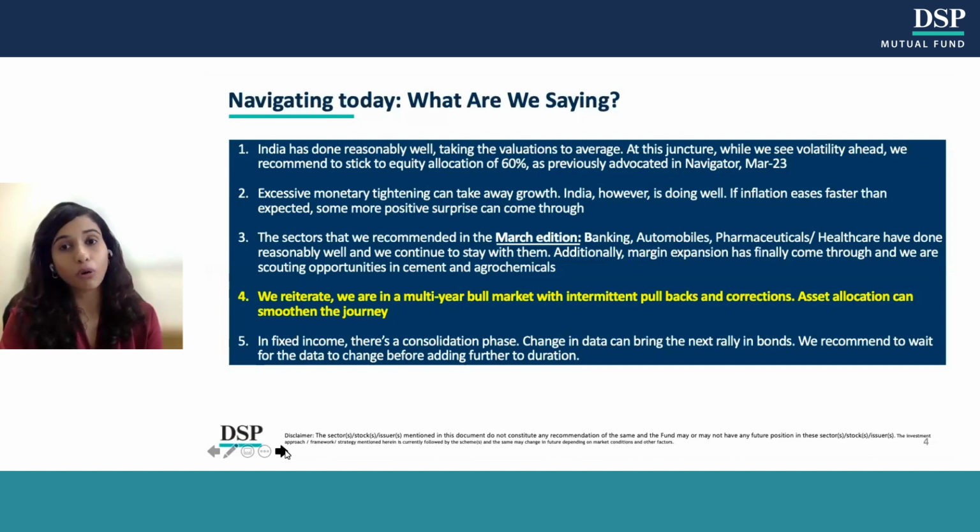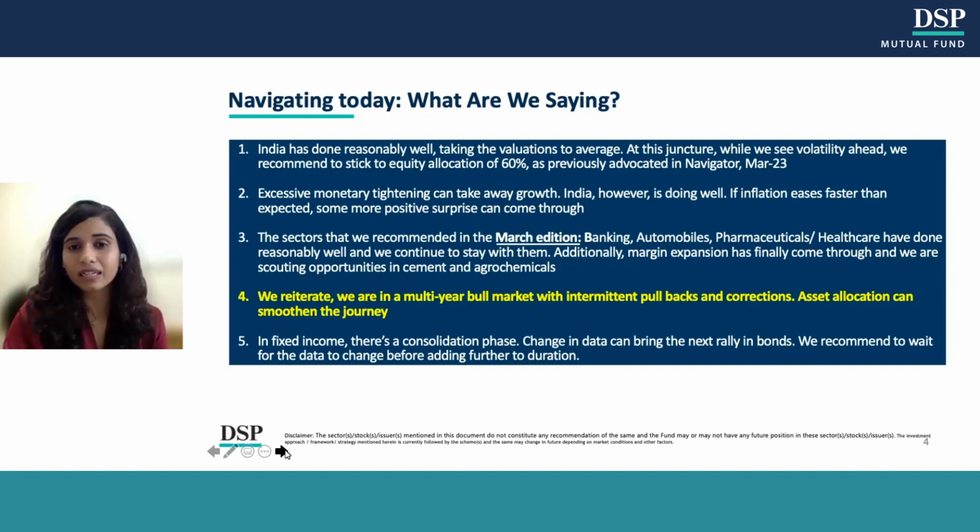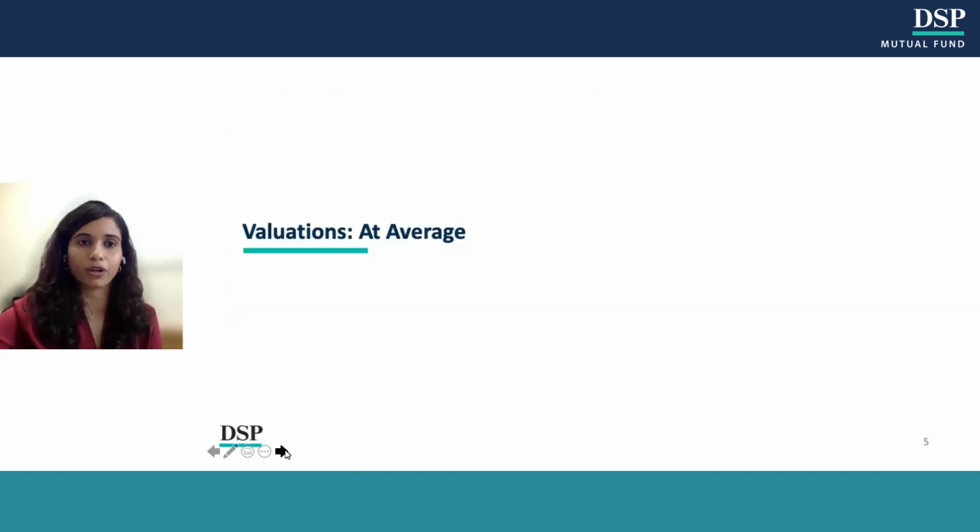Fourth, and the most important point that we've written, even in the last Navigator, is that we think we are in a multi-year bull run. And the corrections that we are seeing are intermittent pullbacks and corrections. Asset allocation can smoothen the journey. So stay invested in the asset allocation journey, and use the pullbacks as an opportunity to add to your portfolio. And finally, in fixed income, we are in a consolidation phase. Changes in data can bring next rally in bond, but until that happens, we recommend to wait for the data to change before further adding to the duration. So that's our 5-point summary on what we are going to talk on this report.